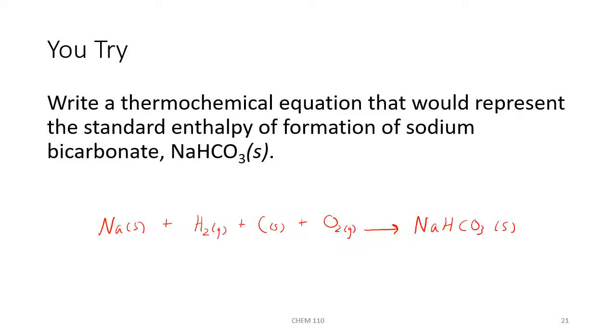We want to balance everything. We would have a 1 in front of our sodium, a 1/2 in front of our hydrogen, a 1 in front of our carbon, and 3/2 in front of our oxygen, because we're restricted to forming 1 mole of our sodium bicarbonate.